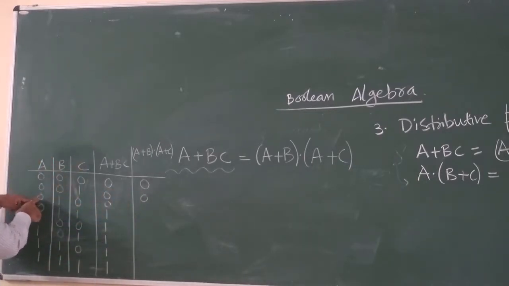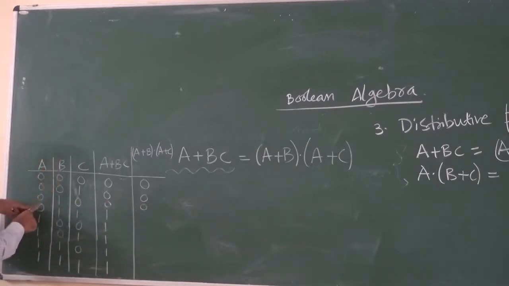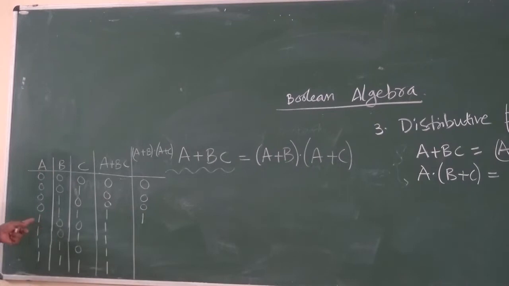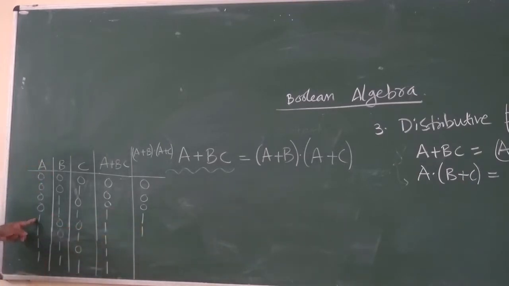Then A plus B is 1, A plus C is 0. 1 dot 0 is 0. A plus B, 0 plus 1, is 1, and A plus C is 1. 1 dot 1 is 1. Similarly, A plus B is 1, and A plus C is 1. So 1 dot 1 is again 1.